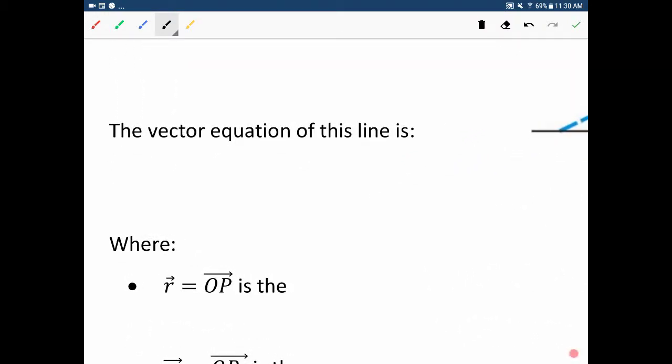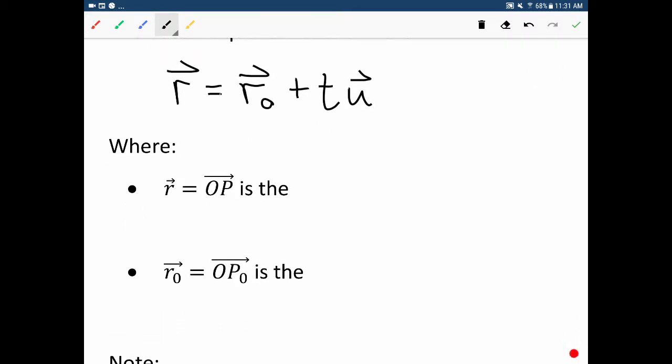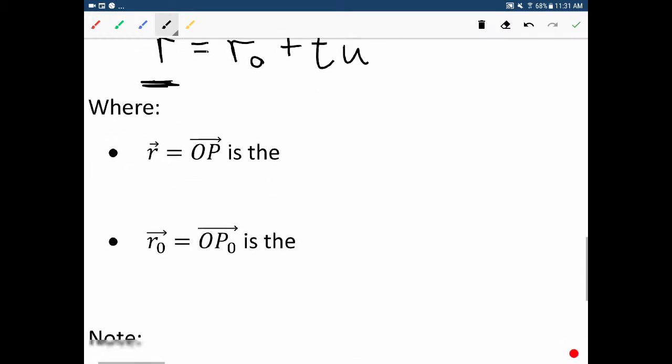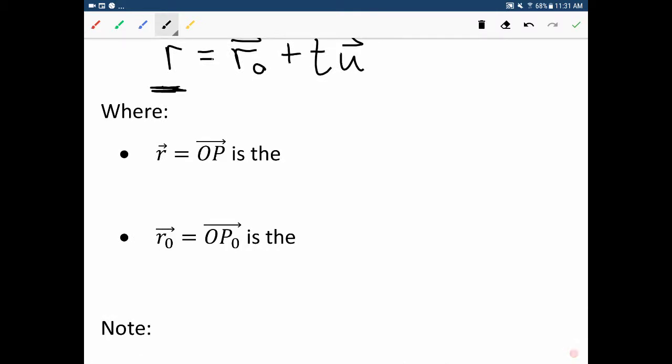So what the equation is going to look like is it's going to be, my stylus isn't working again. There we go. All right. R equal to R naught plus TU. All right. So this vector R is the position vector of a generic point on the line. So this is the vector that will point to any point that lies on our line, okay? So that's the position vector of a generic point on the line.